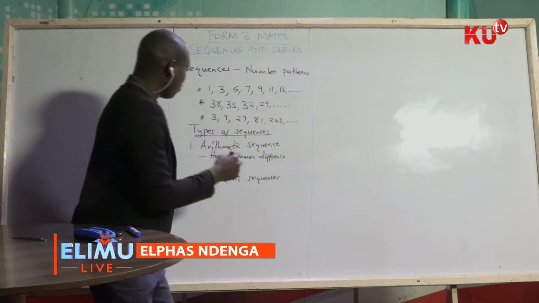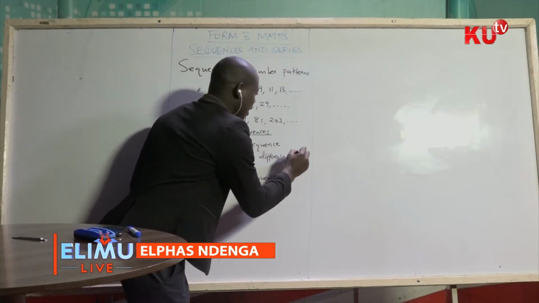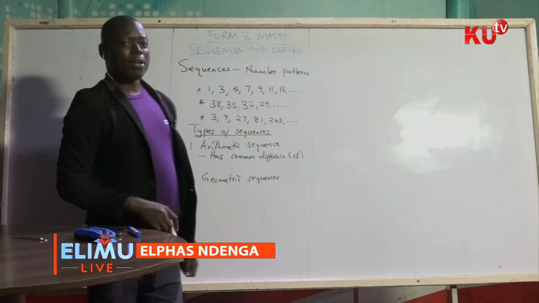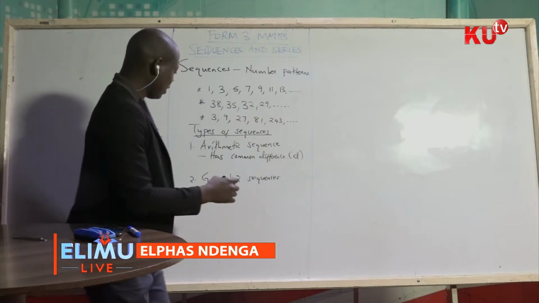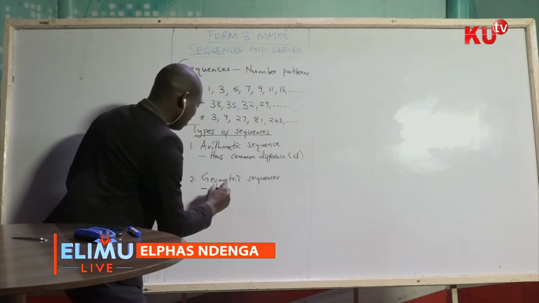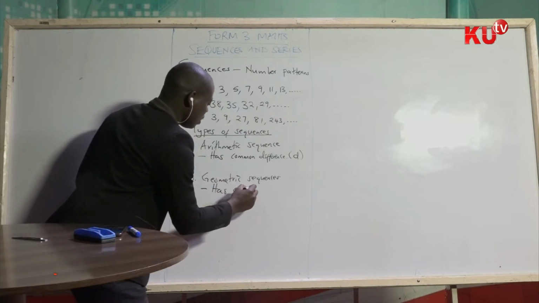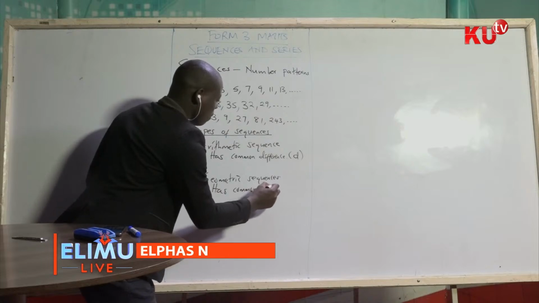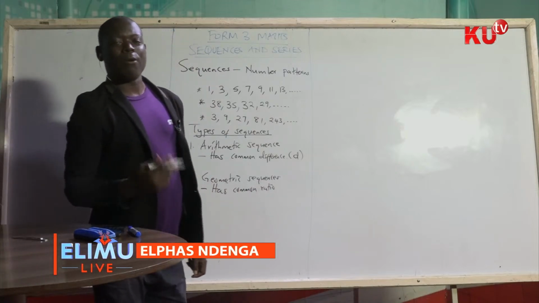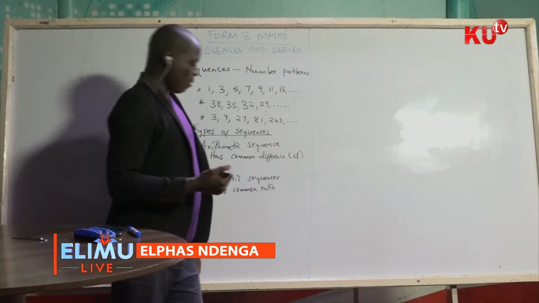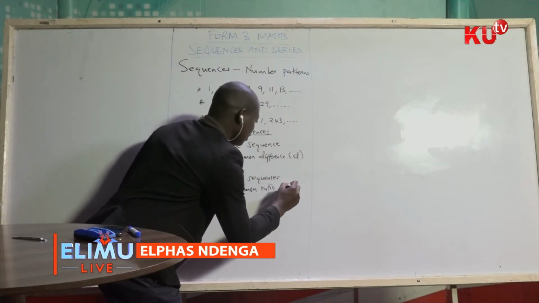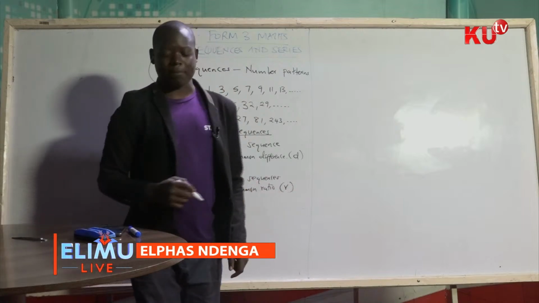We denote the common difference by the letter D. And the geometric sequence is characterized by what we call the common ratio. How do we represent or denote the common ratio, students? Good. We denote it by the letter R.